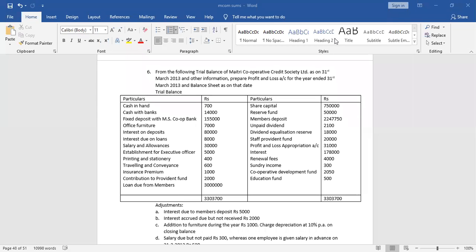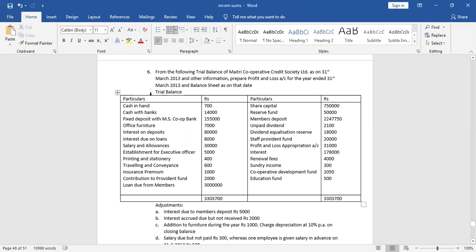This is the sum we will do now from the following trial balance of Maitri Cooperative Credit Cooperative Society Limited as on 31st March 2013 and other information. Prepare profit and loss account for the year ended 31st March 2013 and balance sheet on the same day. Now the trial balance is given.